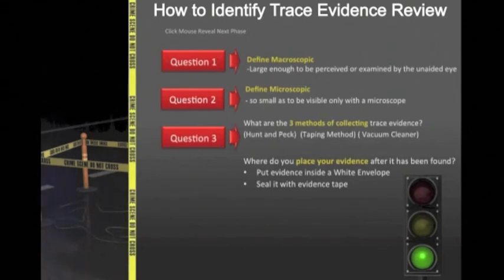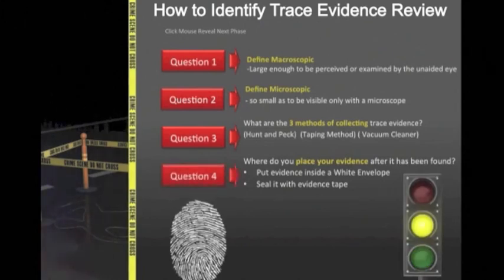The hunt and peck method is using tools such as a white envelope and tweezers along with a flashlight. The taping method is using tape along with saran wrap to secure the tape. And the vacuum cleaner method is used with a vacuum cleaner. Where do you place your evidence after it has been found? Put evidence into a white envelope. Seal it with an evidence tape seal. Let's go.